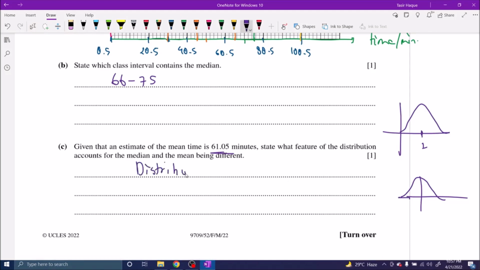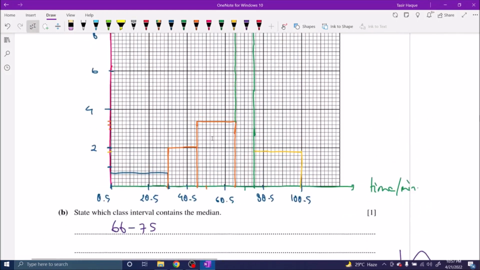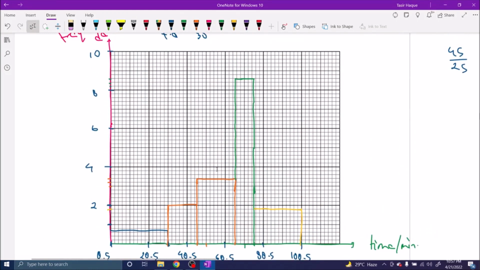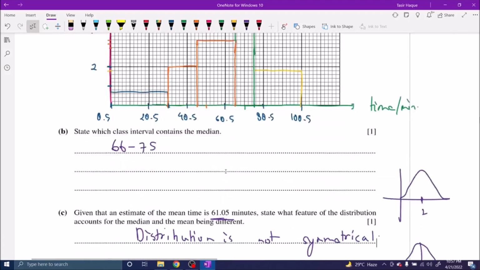Okay, and you can easily see this from this diagram. Think about it. What's happening? It is not centered around the middle or the mean. Okay, it is skewed, with the bulk of the data towards the right.